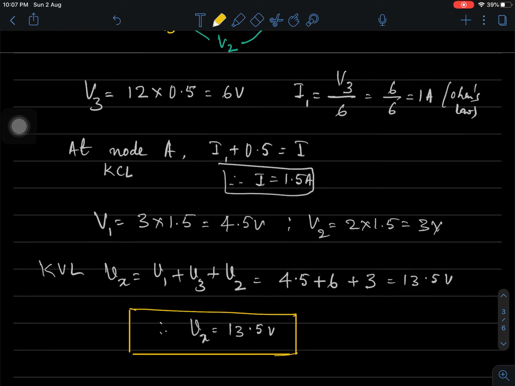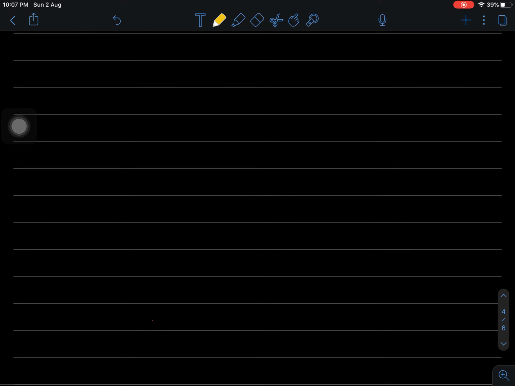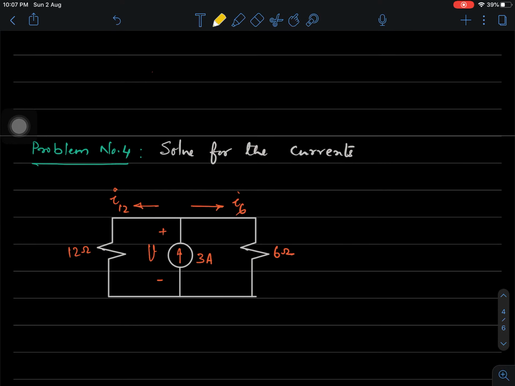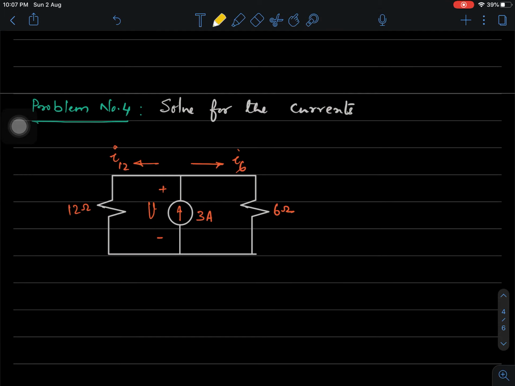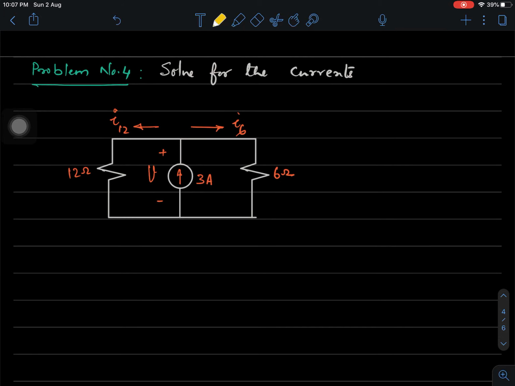So, these are all simple problems which basically check your understanding of KCL, KVL and series parallel. That is all, and Ohm's law, of course. Now, solve for the circuit. The last problem we will do quickly. Now that we have understood the first three, this is even smaller and simple.